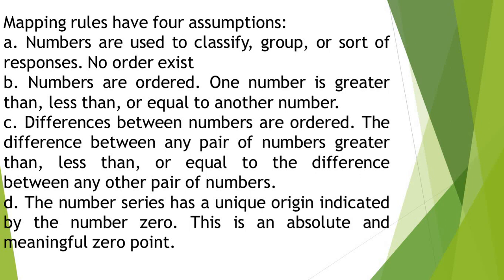So letter A refers to the nominal data. B is referring to ordinal data. C is referring to interval data. And D is referring to the ratio. We will be discussing those data later on.